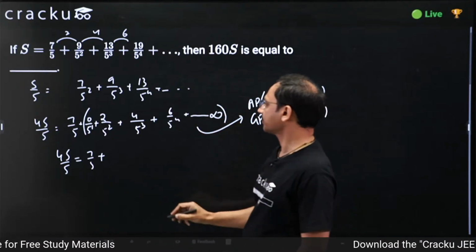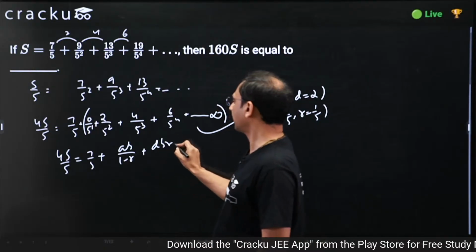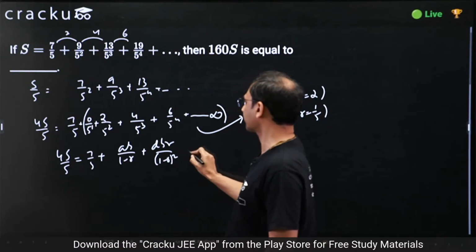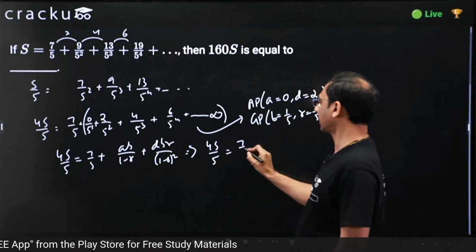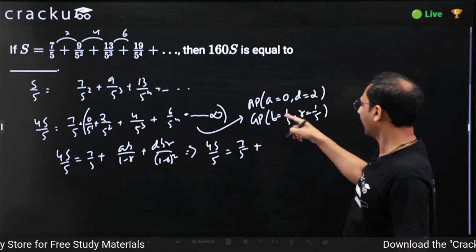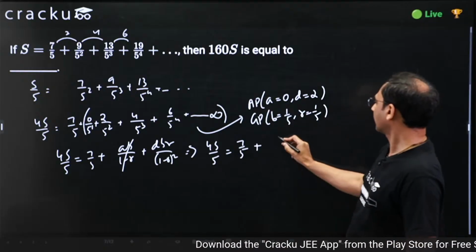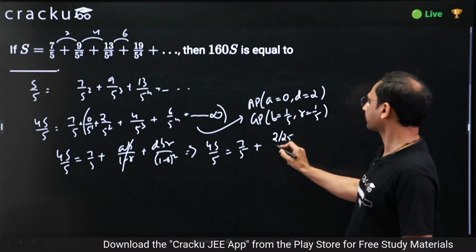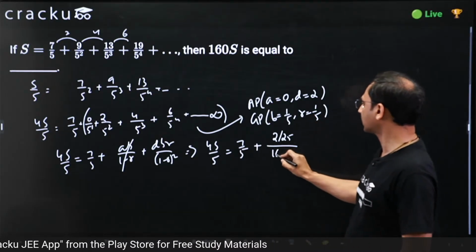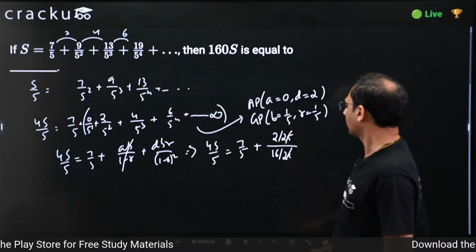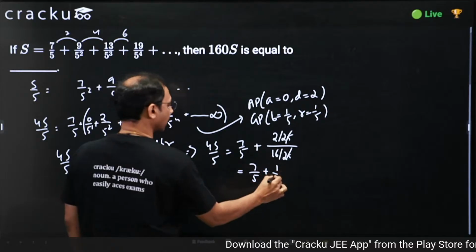This is S infinity. So I get ab by 1 minus r plus dbr by 1 minus r whole square. So let us simplify this. 4S by 5 is equal to 7 by 5 plus ab is 0, so this first term will be gone. dbr, that will be 2 by 25, by 1 minus r is 4 by 5, 4 by 5 whole square is 16 by 25. So here I get 7 by 5 plus 2 by 16 is 1 by 8.